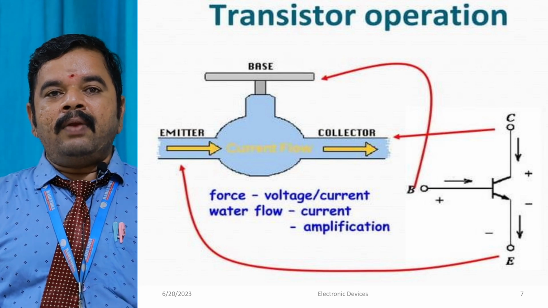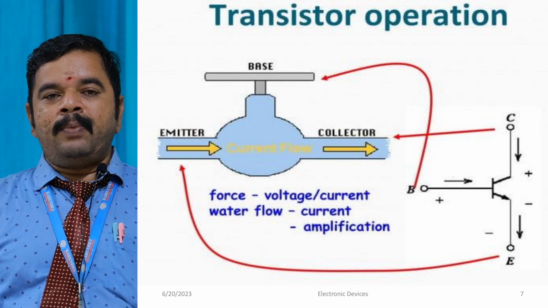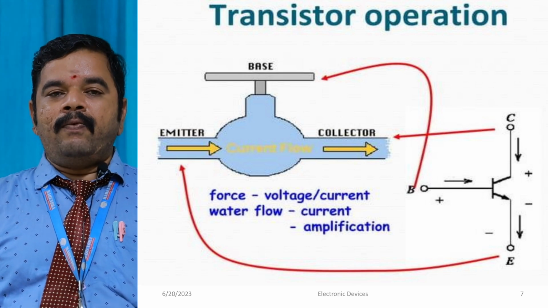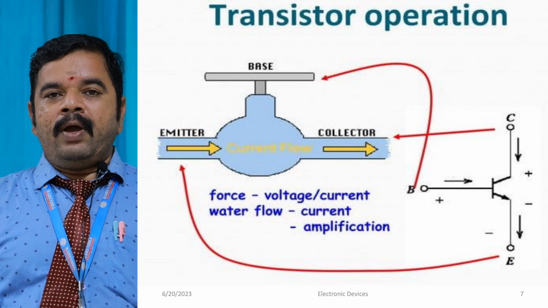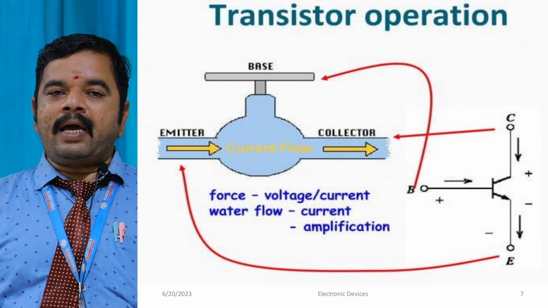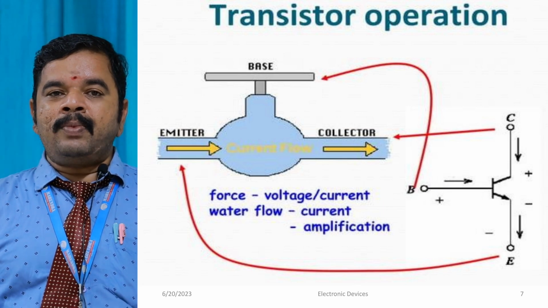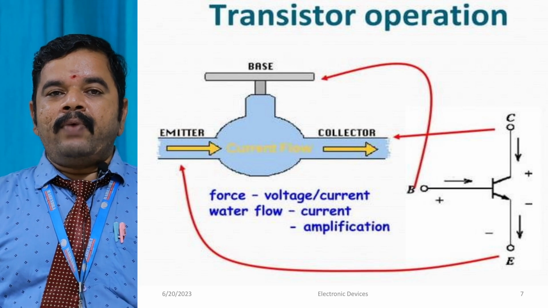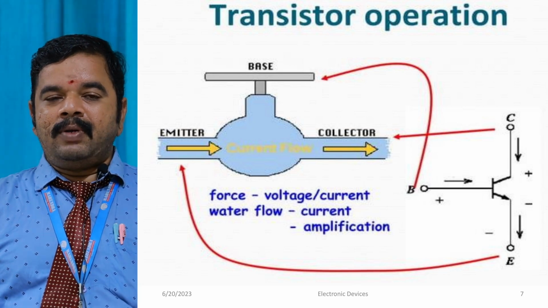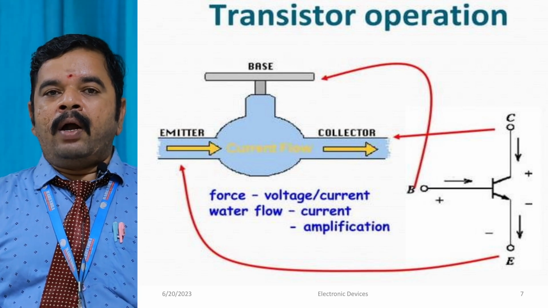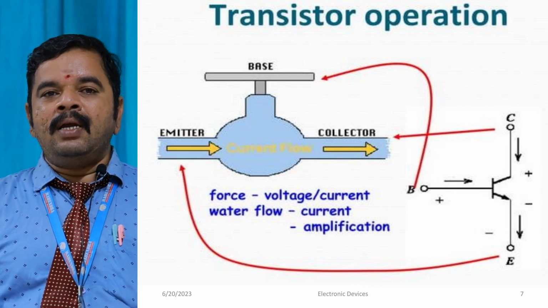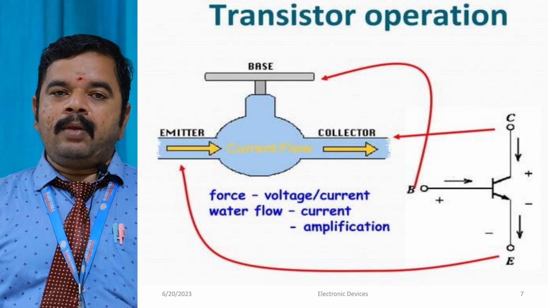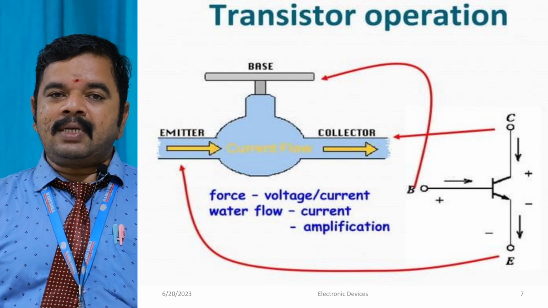So at the emitter we have to give the force. That means at the input side we are giving some force. The force we give is voltage or current. What we get as the output is the current flow, the water flow we consider as the current, and the outlet we are getting as the output we consider as the collector. The output from the tap we consider as the collector.